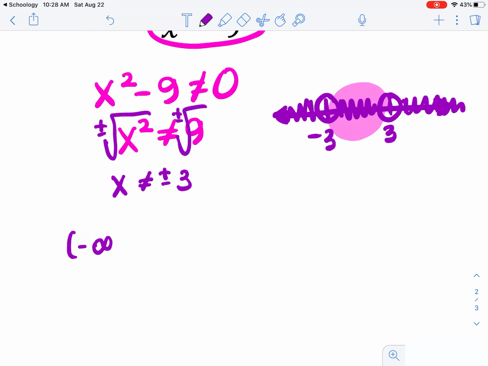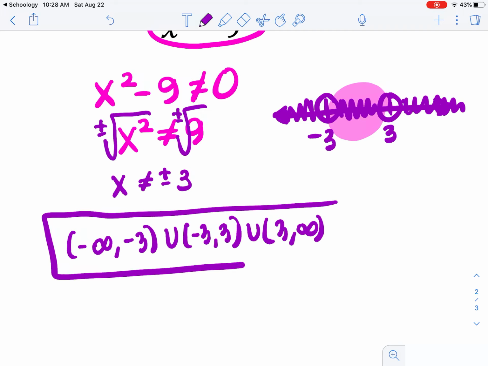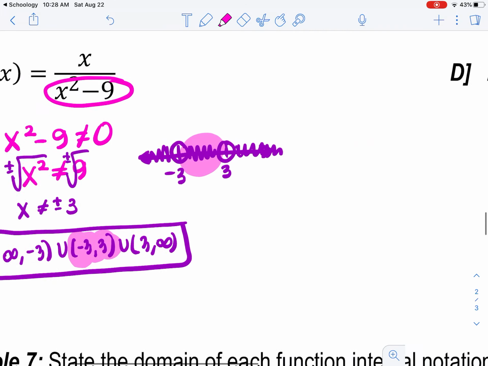So my answer, or my domain, is negative infinity to negative 3, union, negative 3 to 3, union, 3 to infinity. So don't forget about these parts in between, because that's what people forget about.